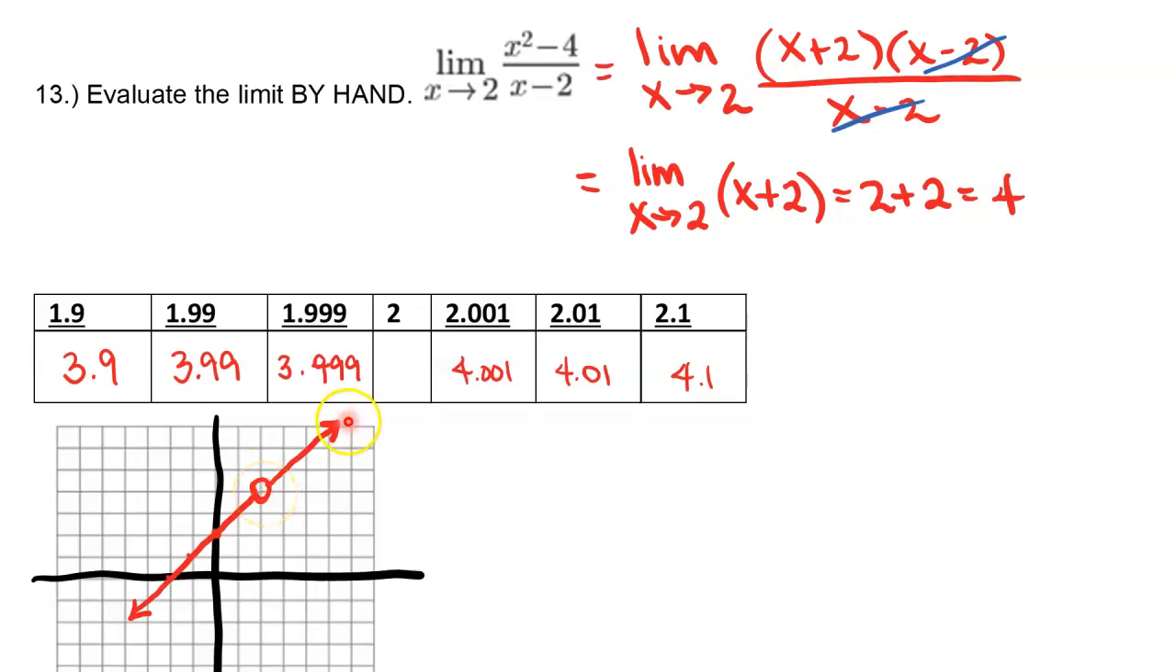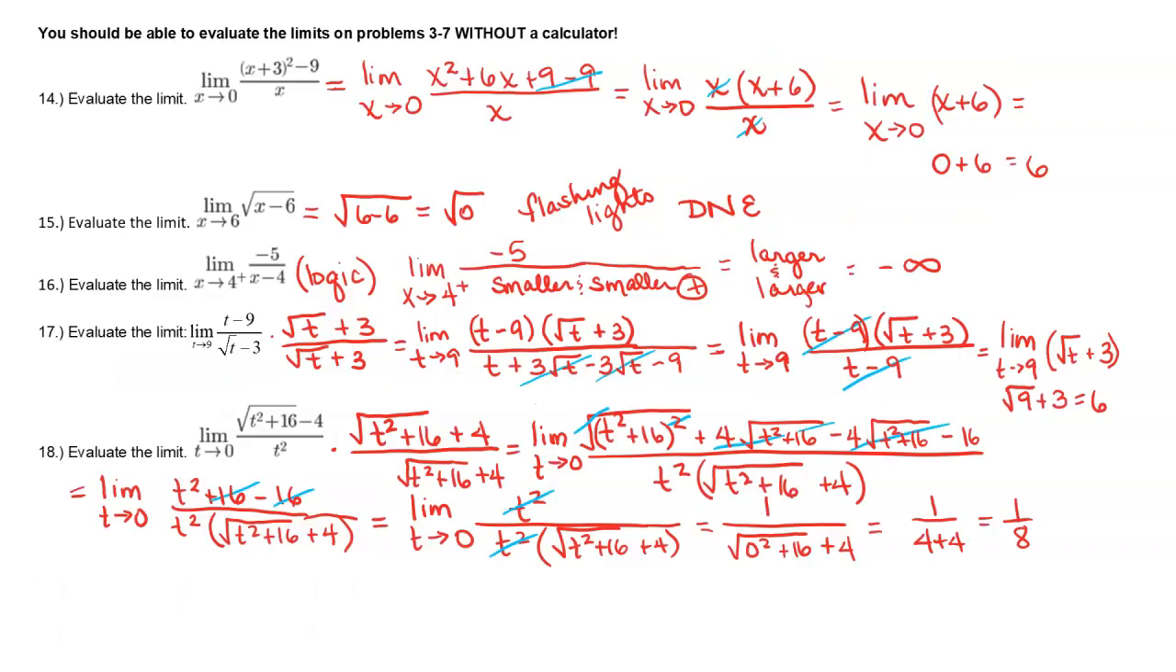But if we're approaching this from the right-hand side, you can see that does look to be converging on a y value of 4. And from the left-hand side, same thing. So both pieces of the graph converge on the same y value, and it's a y value of 4. So what we found algebraically, numerically with a table, and graphically, all gave us the same thing.